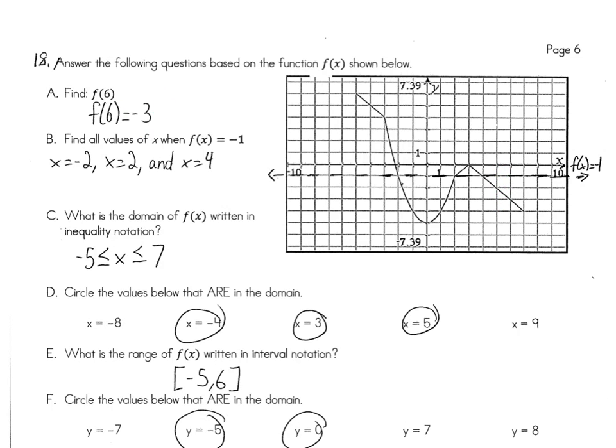So negative 3. Find all the values of x when f of x is equal to negative 1. So there's 1, there's negative 2, there's another, and there's another. So 2 and 4. What is the domain? So how far left does this graph go to how far right does this graph go? And we only look at the x values. That would be from negative 5 to 7.